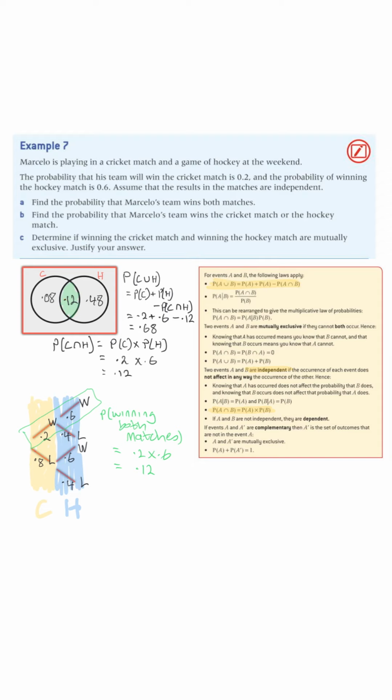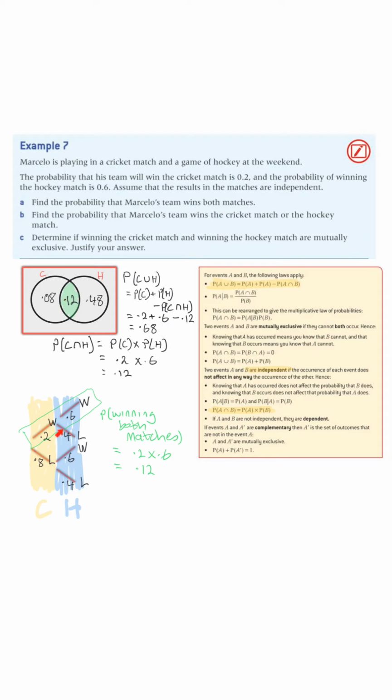And when you add up all of those, you just add them straight across. That's all you need to do. 0.08 plus 0.12 plus 0.48 is equal to 0.68. You can just add directly across that way. So that is another method to get 0.68. Once you know that, and you already know the probability of C and the probability of H, you can then work it out across that way, or you can use that formula.